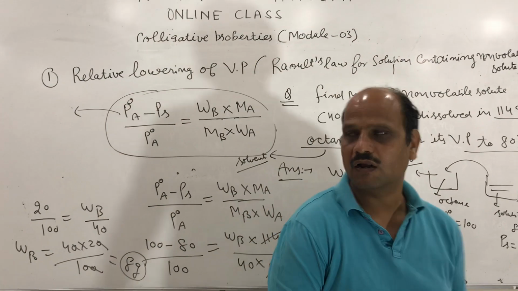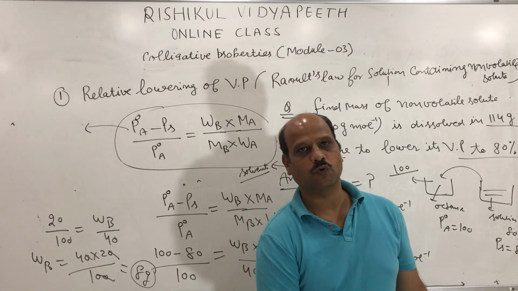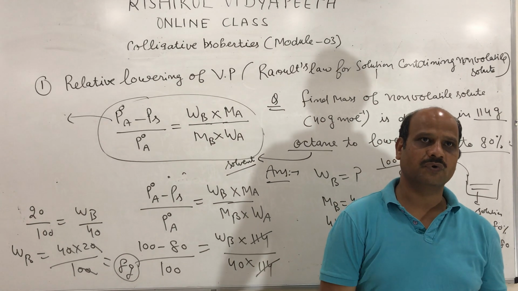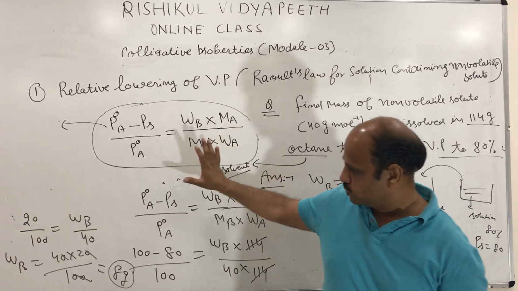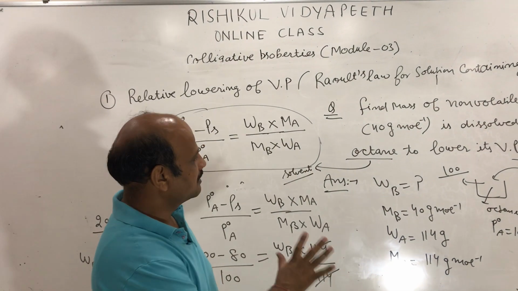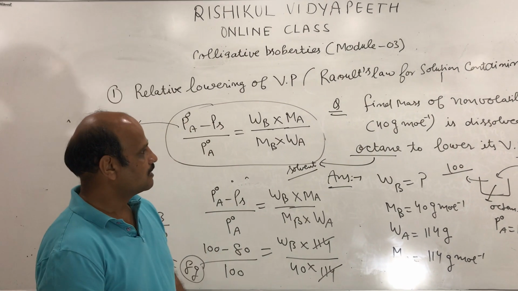So this is all about the first colligative property, that is relative lowering of vapor pressure. I hope you have understood all the things very easily.